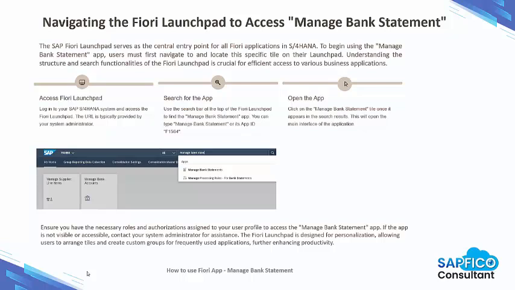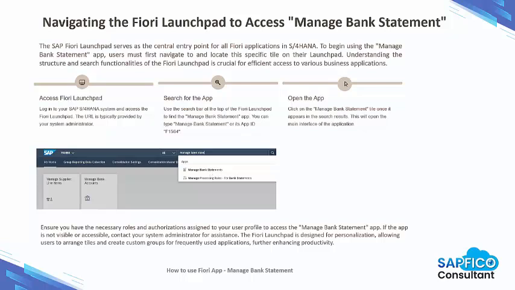So, navigating the Fiori Launchpad to access Managed Bank Statement: you need to have access to the Fiori Launchpad with a specific link. Once you have access with the URL, you can see a screen like this. You can search for a specific app by typing Managed Bank Statement in the search bar. Once you start typing, you will get the Managed Bank Statement here.